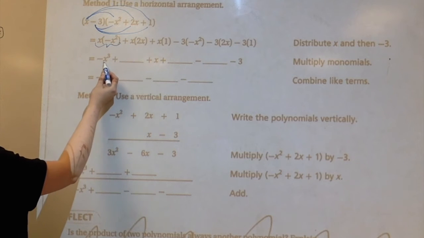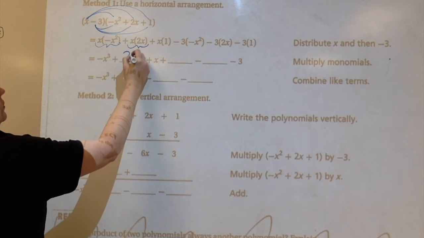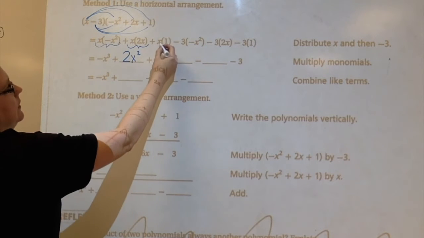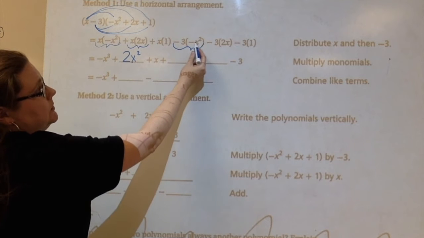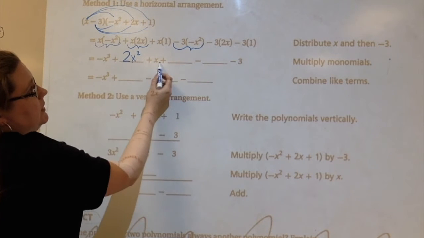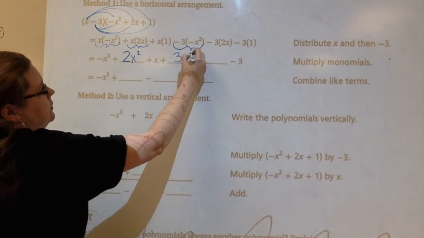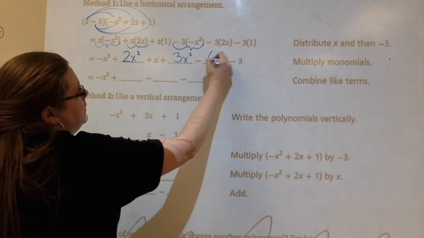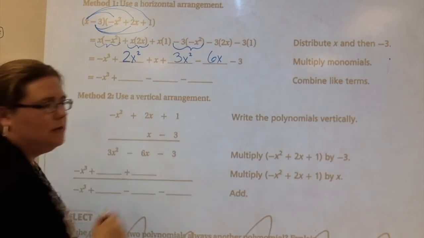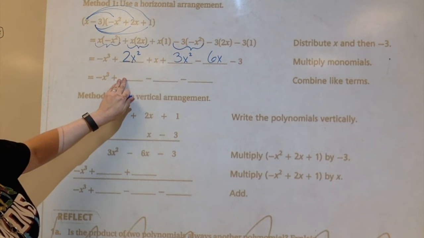X times negative x squared is negative x cubed. X times 2x is 2x squared. X times 1 is x. Negative 3 times negative x squared. Negative times negative is positive. 3 times x squared is 3x squared. And then negative 3 times 2x is negative 6x. And of course, negative 3 times 1 is negative 3. We brought down the negative. So then we're combining our like terms.